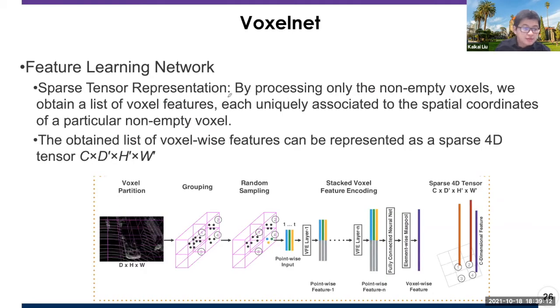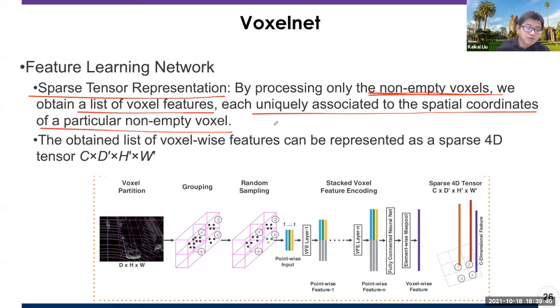Okay, then after this feature encoding part, they do the sparse tensor representation. Because some voxels are empty, they only process the non-empty voxels. If it is an empty voxel, we don't need to process. So they can list a list of voxel features, and each is uniquely associated with the spatial coordinate of a non-empty voxel.